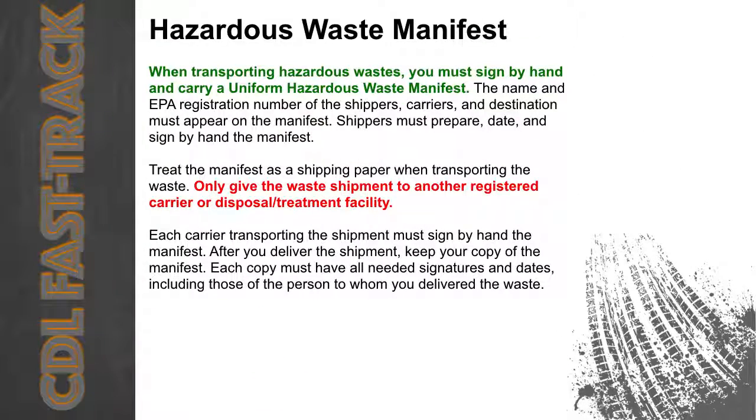Hazardous waste manifest. When transporting hazardous wastes, you must sign by hand and carry a uniform hazardous waste manifest. The name and EPA registration number of the shippers, carriers, and destination must appear on the manifest. Shippers must prepare, date, and sign by hand the manifest. Treat the manifest as a shipping paper when transporting the waste. Only give the waste shipment to another registered carrier or disposal treatment facility. Each carrier transporting the shipment must sign by hand the manifest. After you deliver the shipment, carry your copy of the manifest. Each copy must have all needed signatures and dates, including those of the person to whom you delivered the waste.